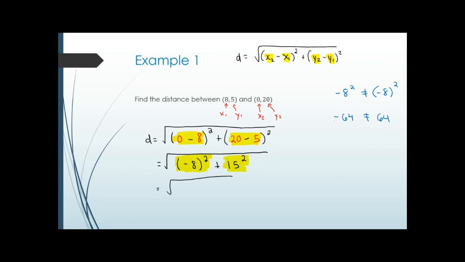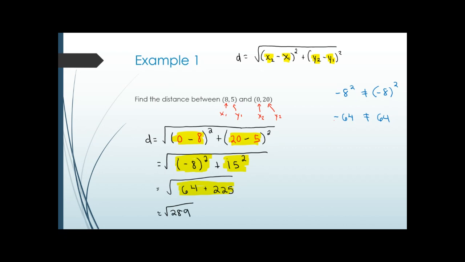So negative 8 squared, that gives us a positive 64. And then 15 squared is 225. I'm going to just double check. I did that one in my head. Yes, 225. So now we're still simplifying inside the square root. So now we need to add 64 and 225 together. And that gives us 289.